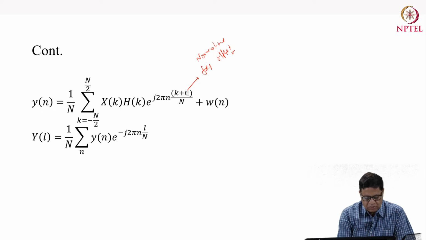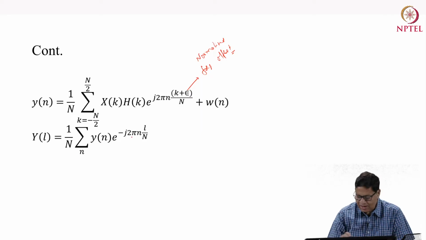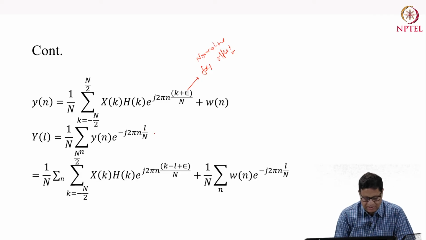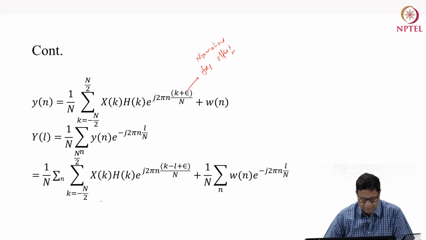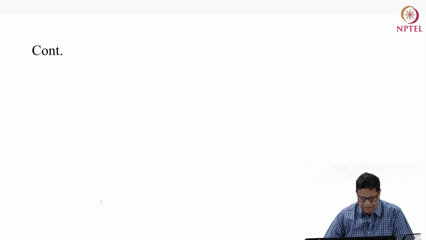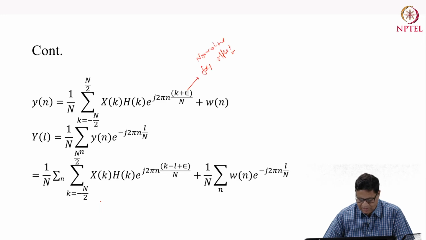And so YL, the data on the Lth subcarrier, can be written as 1 by N, summation of yn, the received signal, times e raised to minus j 2 pi nL by N. Now putting this yn here will give me this equation. I'm simply putting YL here and doing some mathematical adjustment, so this is what I get. There are two terms here.